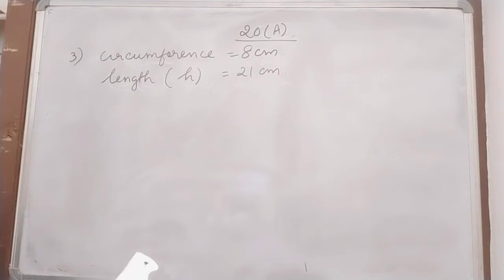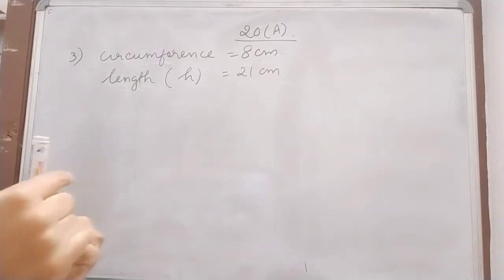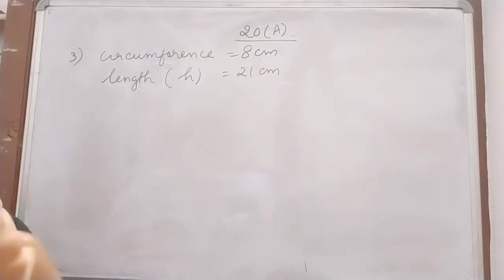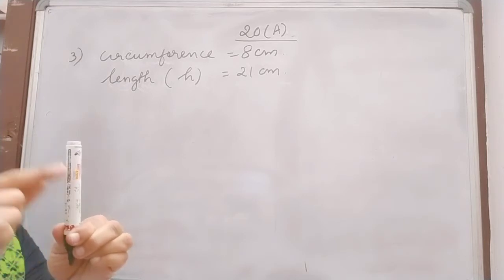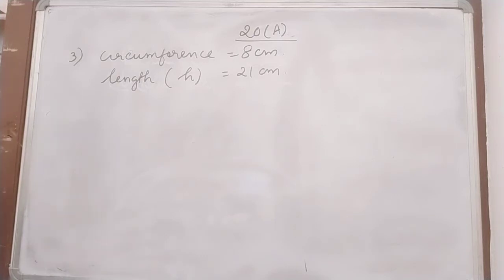Given the circumference of the cylinder is 8 cm and the length is 21 cm. So length we can write as h, h is equal to 21 cm. Distance travelled in one round is equal to the circumference of the cylinder. The circumference of the cylinder is given as 8 cm, so the distance travelled in one round will be 8 cm.